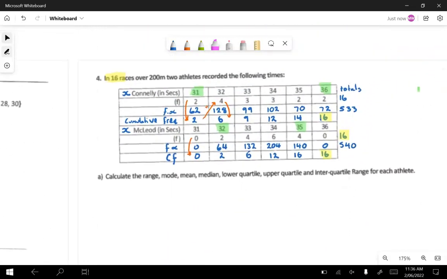We need the mode. In this one, we need the score that happens the most. So as a little cheat note for yourself, make the frequency column where you go looking for the mode. That would be a good little note to make for yourself. What we're looking for is the highest frequency, basically the one that happened the most. So that's going to be 4 for Connolly, and for McLeod, that's going to be 6. So you're going hunting in the frequency column in order to find the mode.